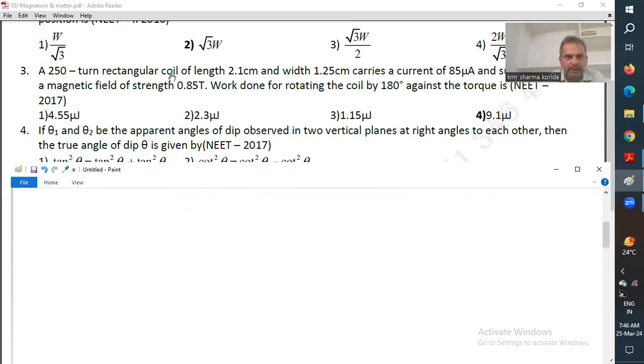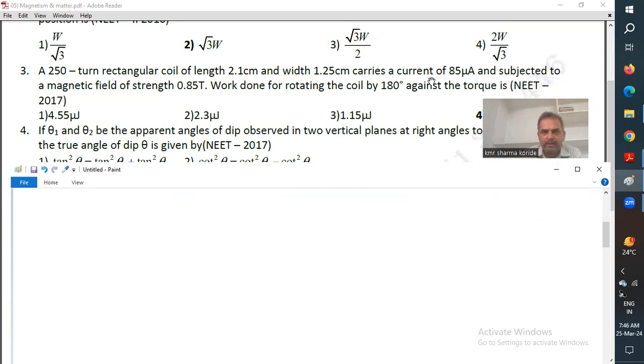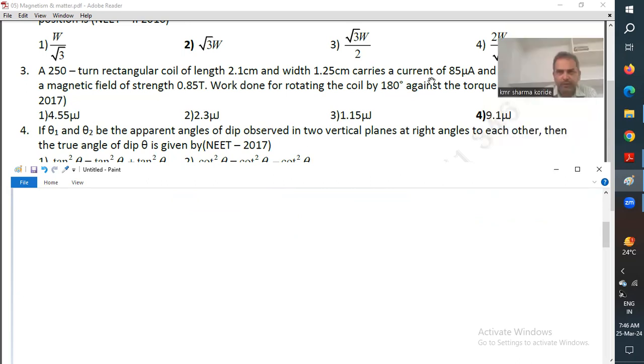A 250 turn rectangular coil of length 2.1 centimeters and width 1.25 centimeters carrying a current of 0.85 microamperes and subjected to magnetic field of strength 0.85. Work done for rotating the coil by 180 degrees against the torque. So work done, already you got the equation W is equal to mB (cos theta 1 minus cos theta 2). But B is given in the question directly, but M is given indirectly. So get back the formula.